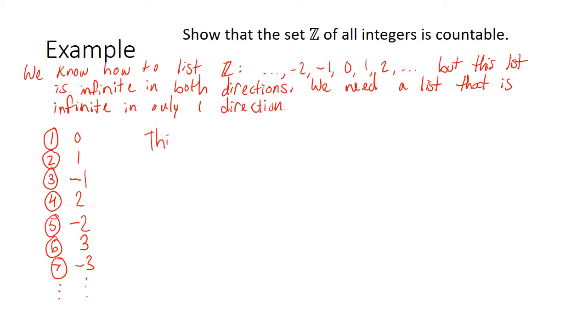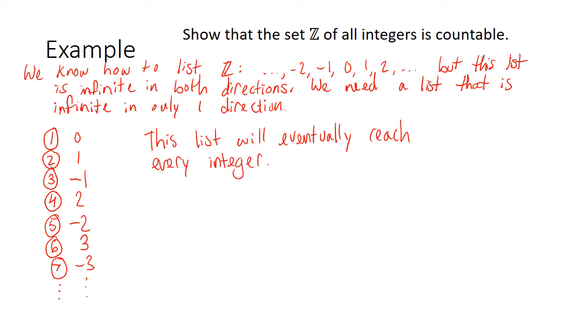So this list will eventually reach every integer. If you're an integer and you're waiting to be listed, you can figure out exactly how long it's going to take you to be listed. Say I'm integer -189, I can figure out exactly how long it's going to take me to get on that list. The list will eventually reach me. So there aren't going to be integers that are going to be skipped at all.